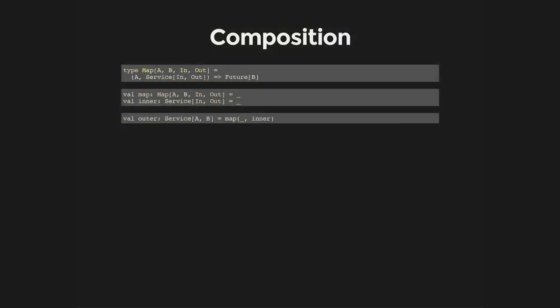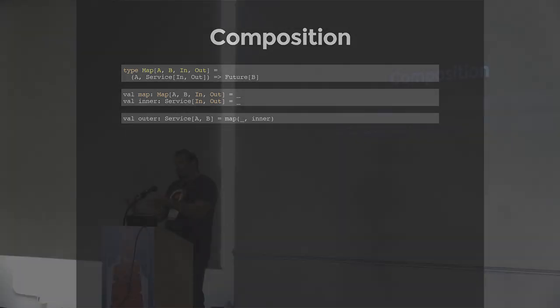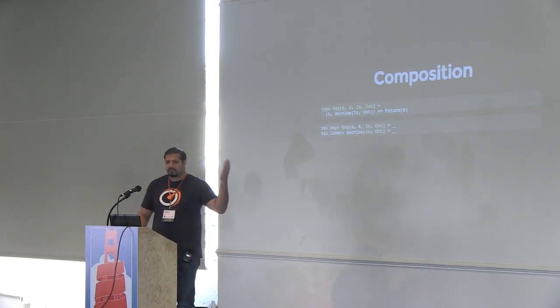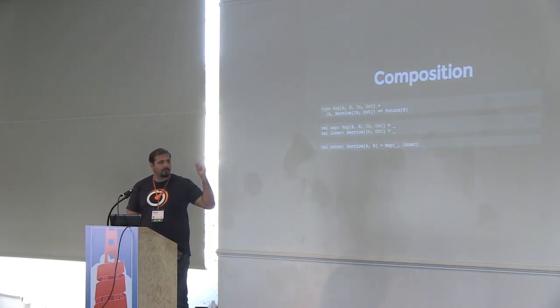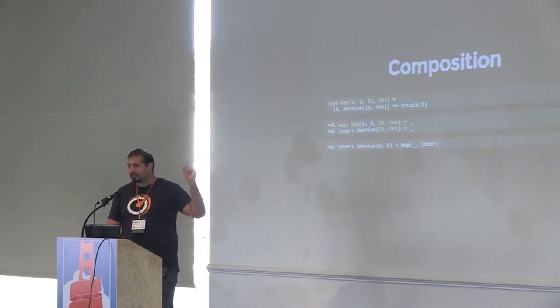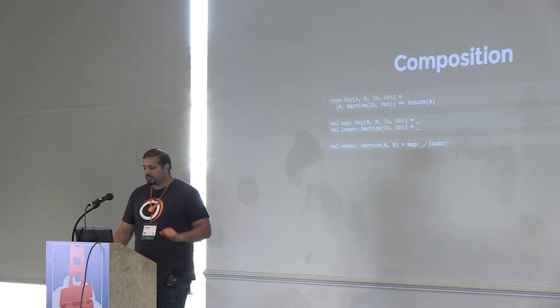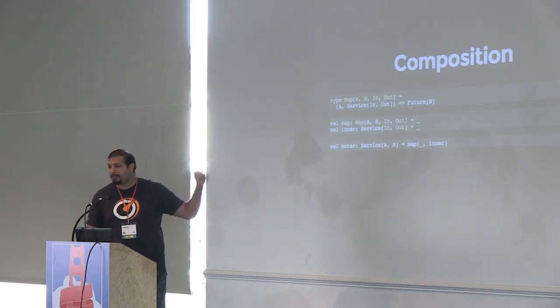So let's real quick just see how these things compose. There's a way you can take a map or a filter and, given some inner service, produce the outer service. So the map takes the new type of input and the old service and produces the new type of output, right? So simply I can partially apply my map and I get the outer function.